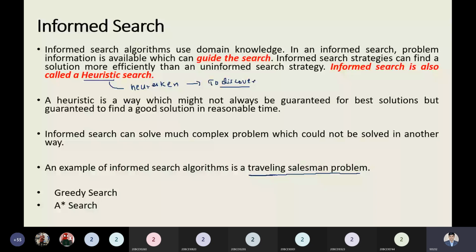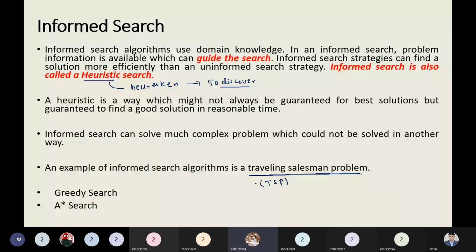Have you heard this problem? This is a very interesting problem, and I hope you have studied it in the fundamentals of AI and ML. Is it? Yes, sir, we have studied about it. Okay. So can you explore the idea of what is the TSP, the traveling salesman problem?